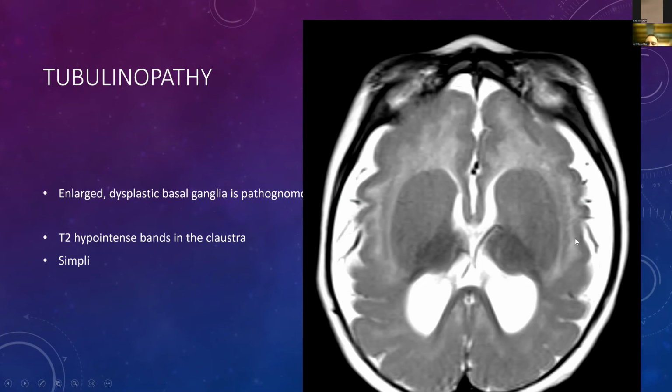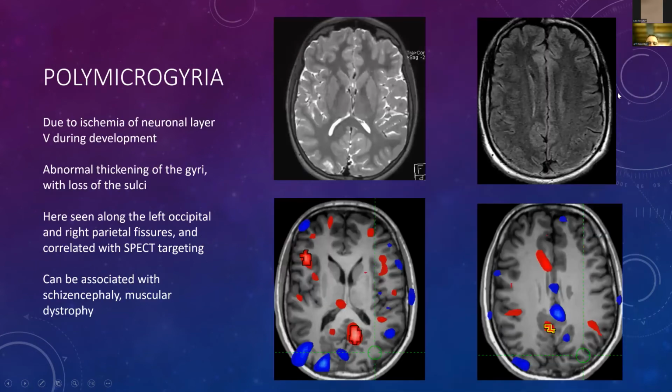And you also see a simplification of the gyral pattern, and that's not the same mechanism as lissencephaly, but you can have findings of lissencephaly within a tubulinopathy. And polymicrogyria, and these can be very subtle lesions to detect, but your symmetry is always your friend.